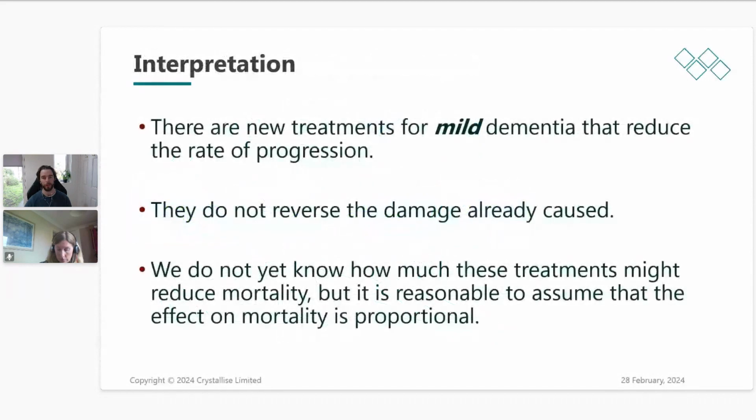So how to interpret this? Well, there are new treatments, of course, yes, that's great, but it's only for mild dementia, so this reduces our target population size, and they do not reverse the damage already caused. We do not yet know the mortality impact of this particular treatment, but we can model it. The studies don't last long enough to understand the mortality outcome, and they actually use biomarkers and progression tests to understand the effect on Alzheimer's disease itself.